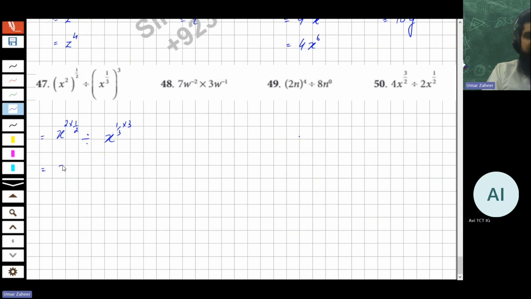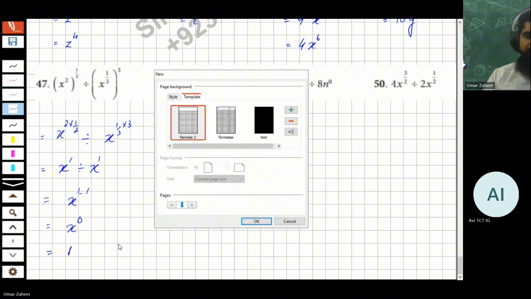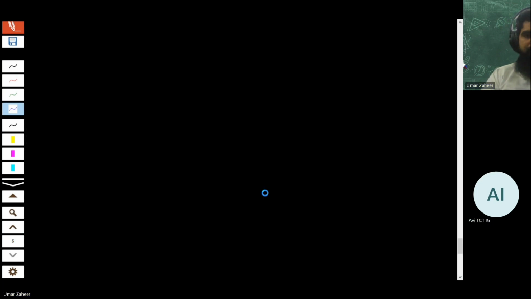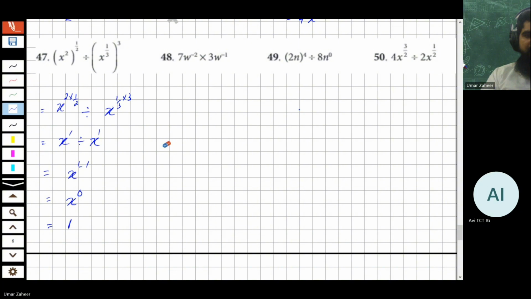So the 2 will be cancelled out with 2, 3 will be cancelled out with 3. So it is x raised to power 1 over x raised to power 1. So you will get 1 minus 1, x raised to power 0. And any number having a power 0 always equals 1, except 0. Is it clear? Yes, sir.